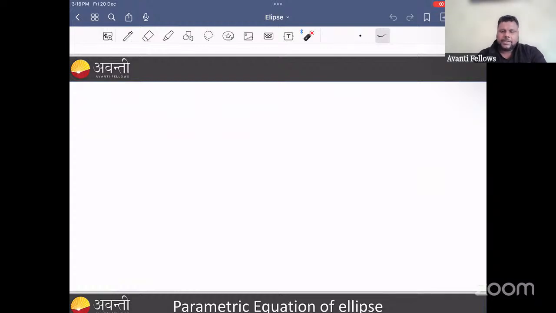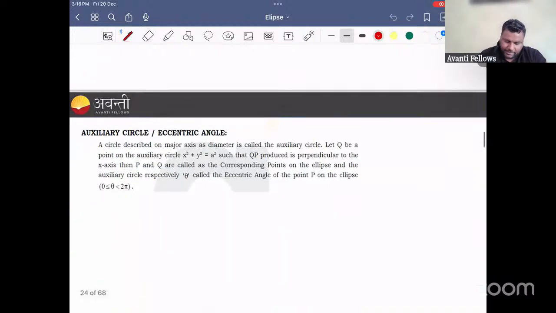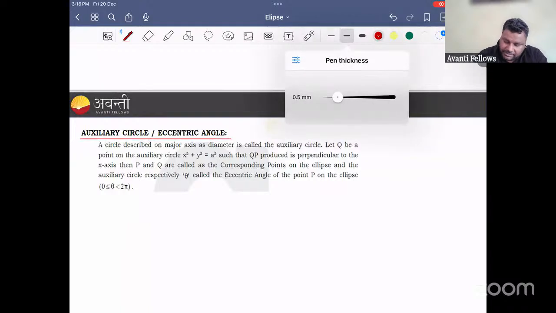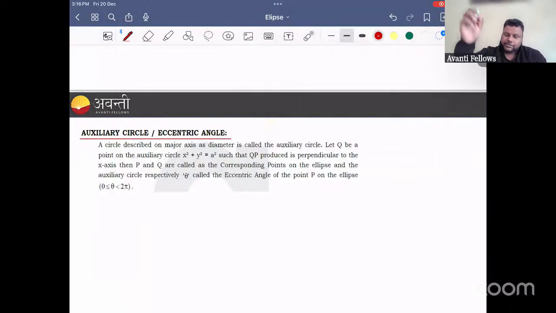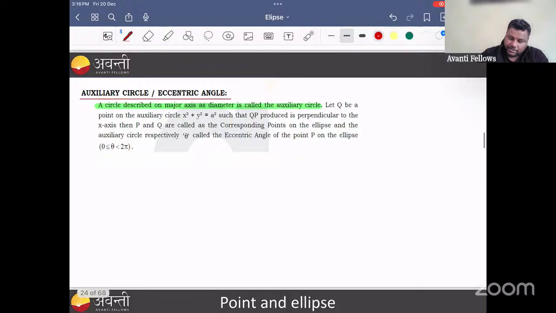So now we will start with something which is not there in the school syllabus. First of all, auxiliary circle and eccentric angle. So what is the auxiliary circle of an ellipse? In an ellipse, the circle drawn taking the major axis as diameter is called the auxiliary circle. Got it? A circle described on the major axis as diameter is called the auxiliary circle.